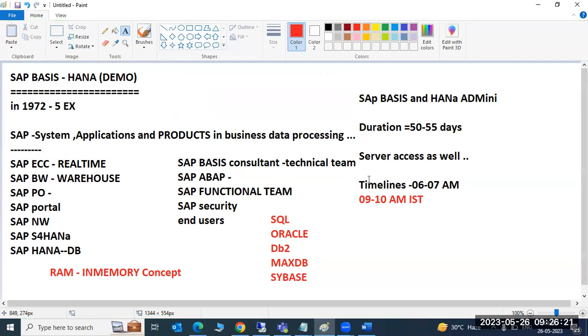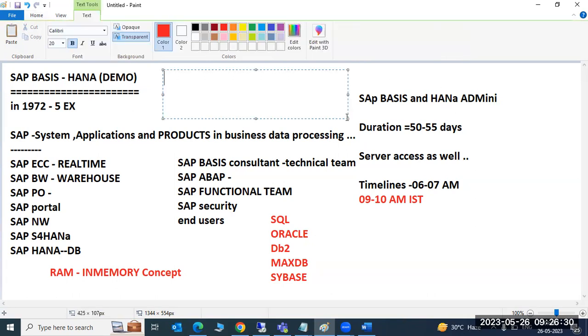Server access will be provided. SAP Basis will be discussed. HANA administration will be discussed. Also, the recording videos will be provided as soon as the class is completed. The related documentation will also be shared. So everything will be shared upfront. There is nothing hidden.